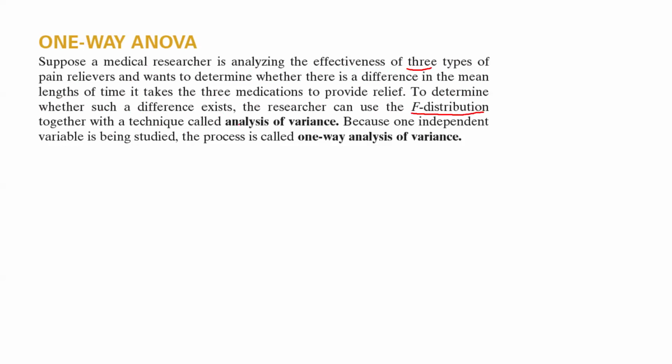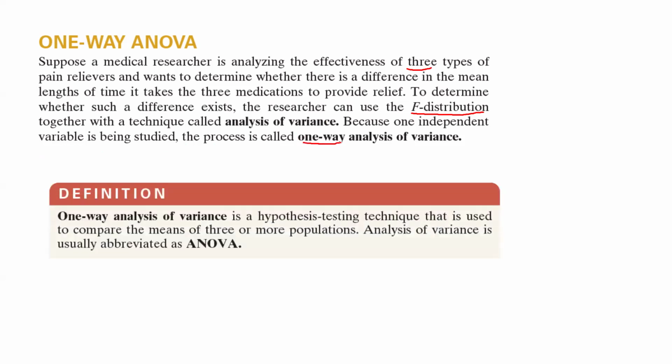together with a technique that we call analysis of variance, or ANOVA. Because one independent variable is being studied, the process is called one-way analysis of variance. Definition: one-way analysis of variance is a hypothesis testing technique that is used to compare the means of 3 or more populations. Analysis of variance is usually abbreviated as ANOVA.